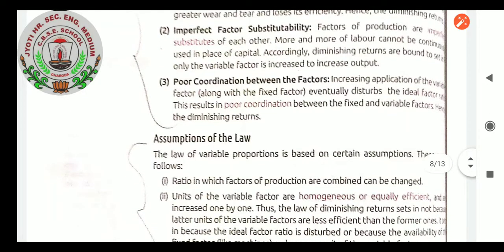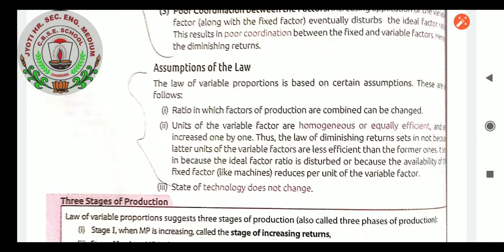Here are the diminishing returns. Assumptions of the law: students, what are the assumptions of the returns to a factor?